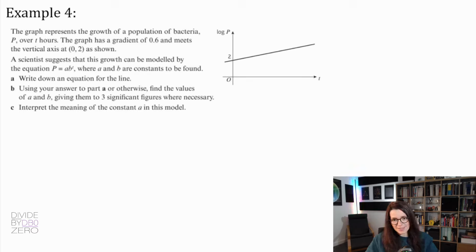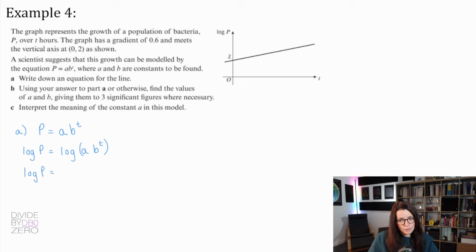So for questions like this, I usually start by copying out the exponential model. So P equals A, B to the power of T. And then on the graph, we've actually got log P on the y-axis. So that's a little hint that you want to log both sides of this. When you do this, you can expand the right-hand side of the equation using the log laws, and you get this. And then, using that third log law, you can bring that power of t down to the front.